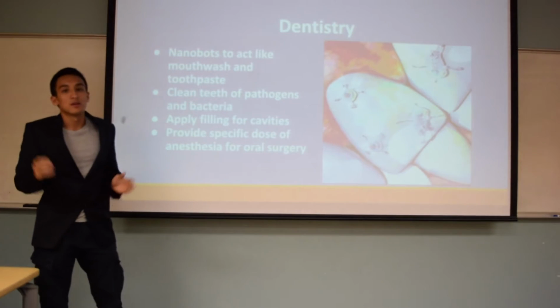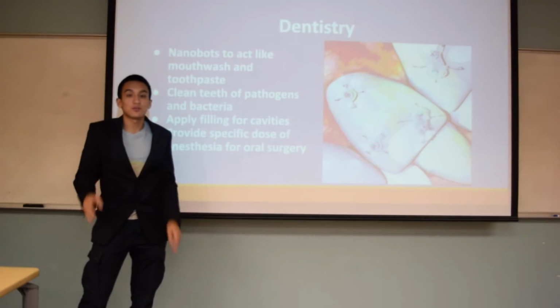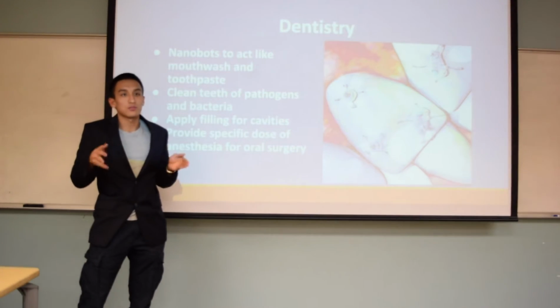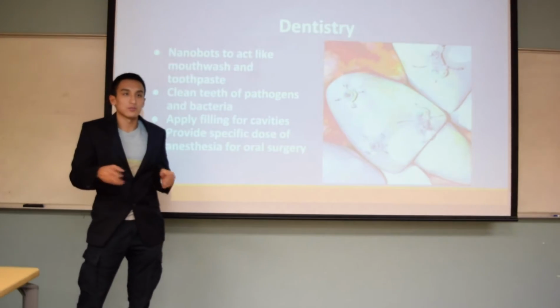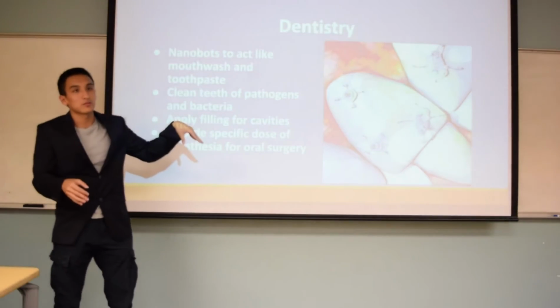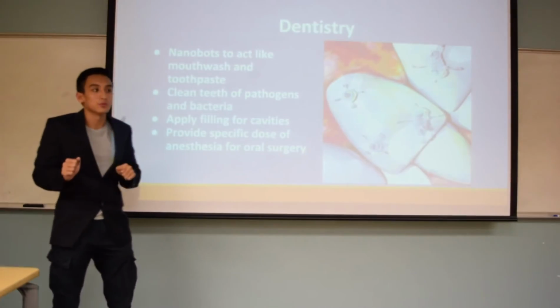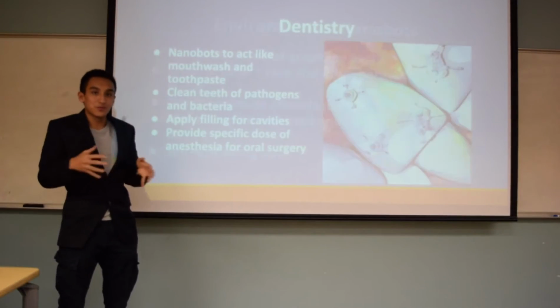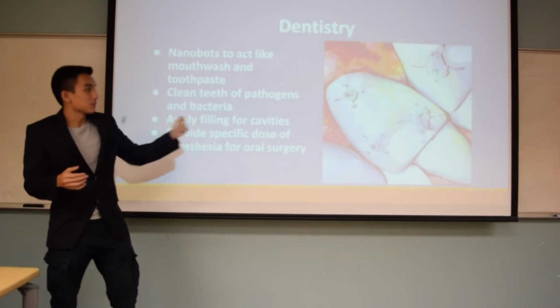Likewise, these nanorobots could also be used to apply anesthesia for surgery. Now, anesthesia today is very generalized and just given to a certain part of the mouth, but with these nanorobots, it can be applied directly to the tooth location for surgery. Next, we have cavities, which could be filled in by these nanorobots. Thus, these nanorobots are very diverse in their abilities.